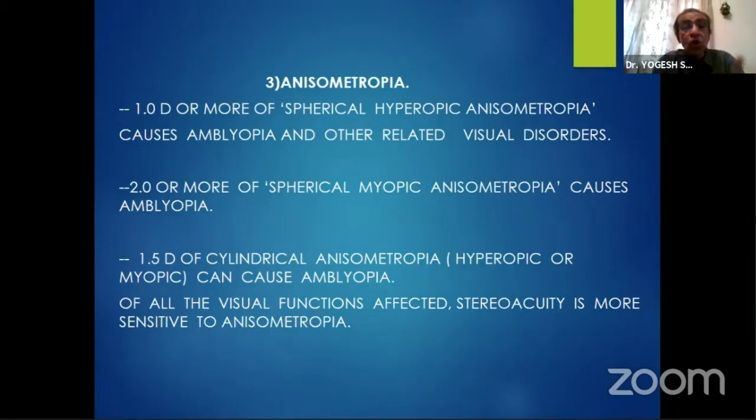2 diopters or more of spherical myopic anisometropia, now we are talking of anisometropia, myopic, hypermetropic, or even astigmatic. So 2 diopters or more of spherical myopic anisometropia, meaning 0 and -2 in one eye, causes amblyopia. So this is an amblyogenic factor. Similarly, 1.5 diopters of cylindrical anisometropia, hyperopic or myopic, can cause amblyopia. Of all the visual functions affected, stereoacuity is the most affected.